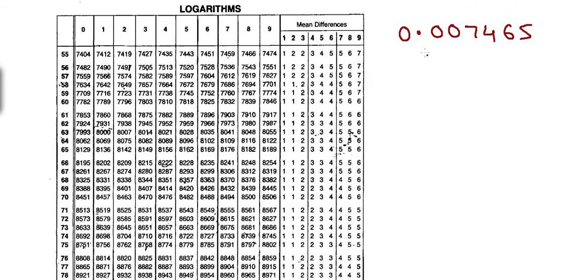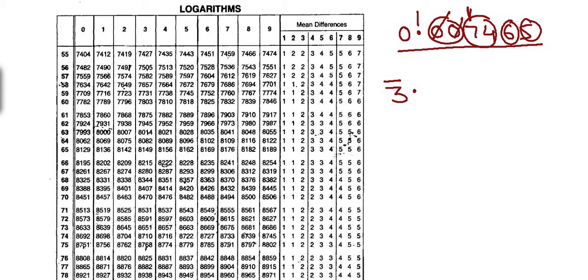Let us now find the log of 0.007465. Now this number is less than 1. Count the number of zeros between the decimal and the first non-zero, which is 7. There are 2 zeros. Add 1 to it. So 2 plus 1, 3. Make it negative. So bar 3 is the characteristic. Now to find the log, we make a group of the first 4 non-zero digits. So exclude these 2 zeros and consider 7, 4, 6, 5. So the group is 7, 4, 6 and 5.